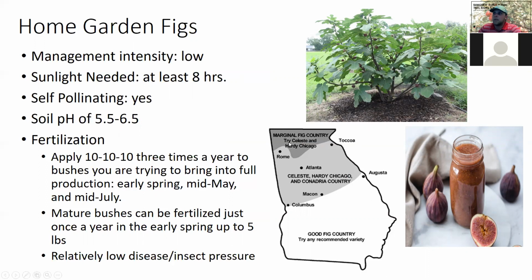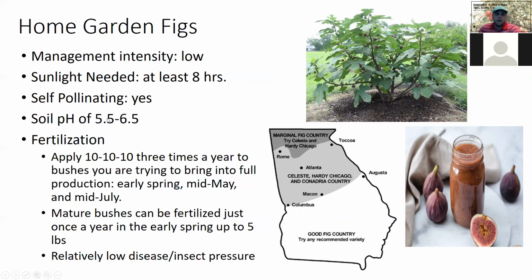Here's a variety map. For here in our area in the Piedmont: Celeste, Hardy Chicago, Kadota, and Conadria. Even up here in the mountains, granted you're in marginal territory, there are still varieties that you can work with. At least 8 hours of sunlight needed. Most figs are self-pollinating, which is a good thing.